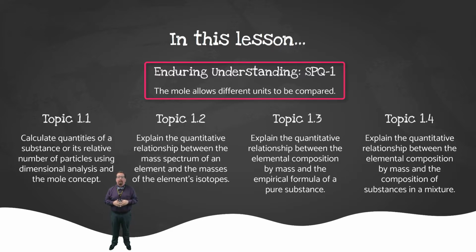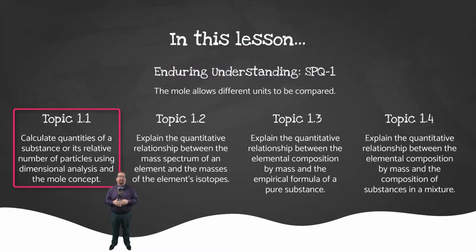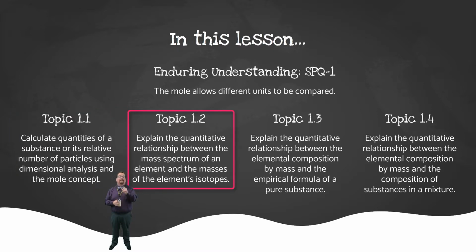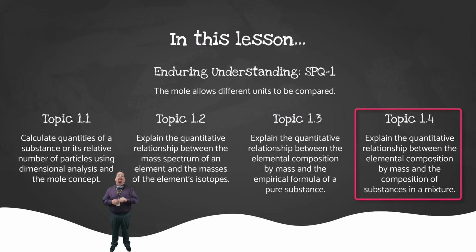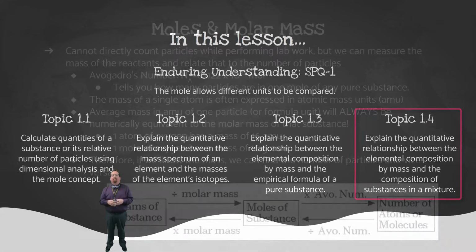Topics 1.1 through 1.4 ask you to calculate the quantities of a substance or its relative number of particles using dimensional analysis in the mole concept, explain the quantitative relationship between the mass spectrum of an element and masses of the element's isotopes, explain the quantitative relationship between the elemental composition by mass and the empirical formula of a pure substance, and explain the quantitative relationship between the elemental composition by mass and the composition of substances in a mixture. That's a lot to cover, so let's get started.